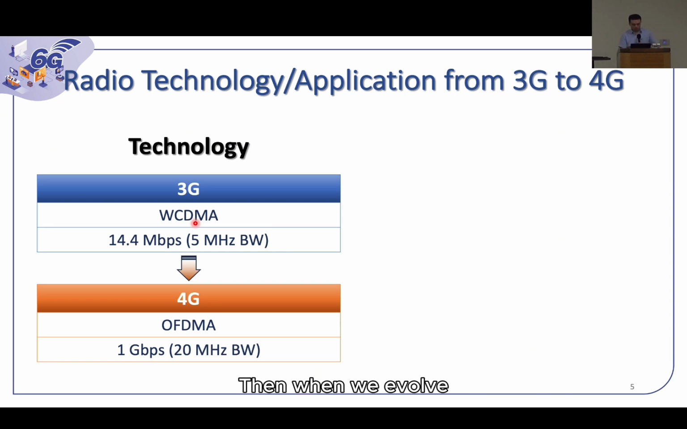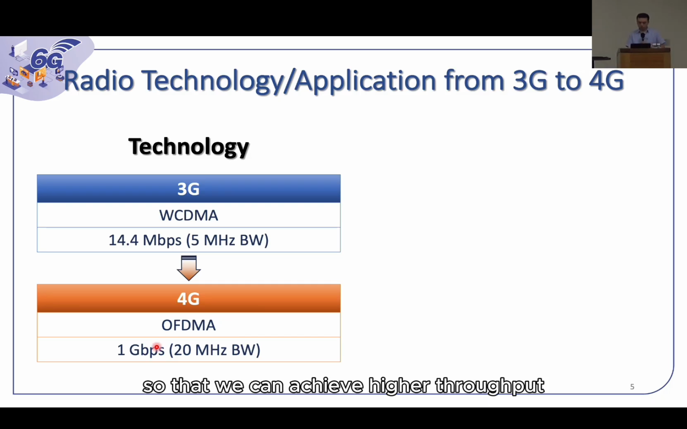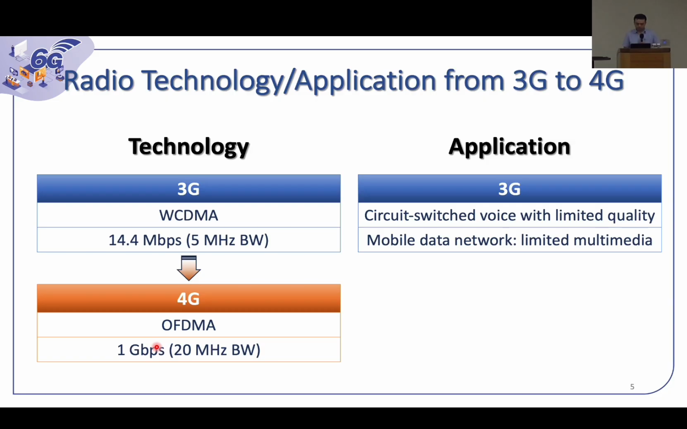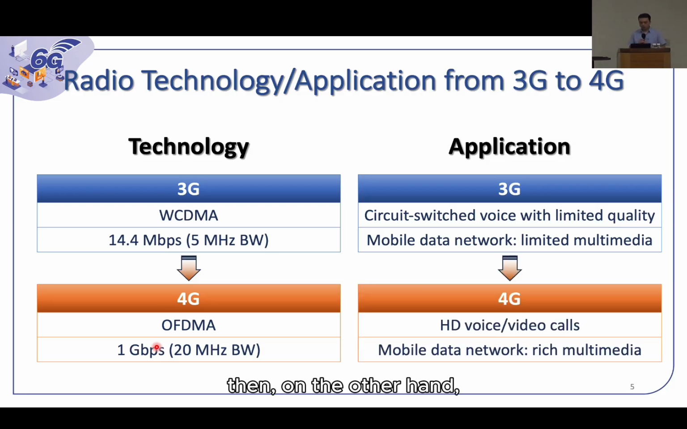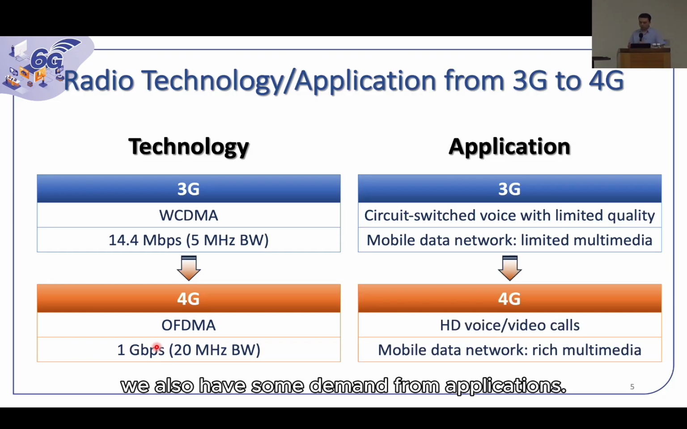Then when we evolve to 4th generation, we have the OFDMA. Based on this technology, we can have wider bandwidth up to 20 megahertz, so that we can achieve higher throughput up to 1 gigabit per second. So based on this technology advance, on the other hand, we also have some demand from applications.